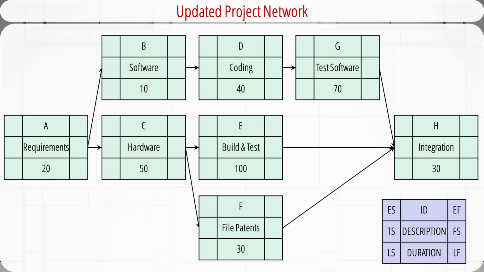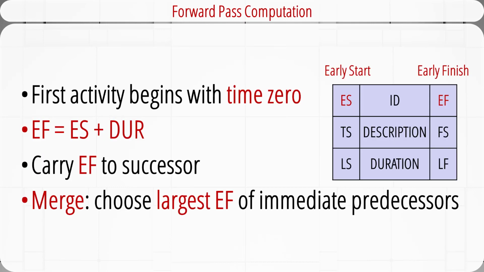The other 6 cells, ES, EF, TS, FS, LS, and LF, contain important time and slack information for each activity. We will fill out these blanks for each activity block. ES in the activity block means early start. It's the earliest time the activity can start. EF means early finish. It's the earliest time the activity can finish. We will use a method called forward pass to calculate these earliest times.